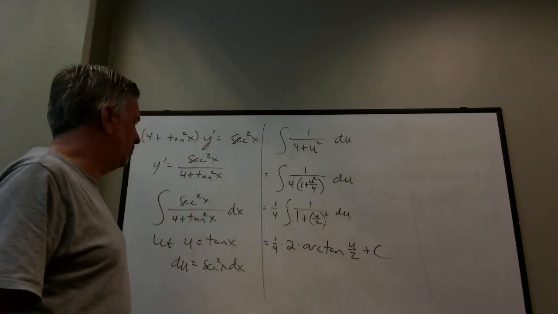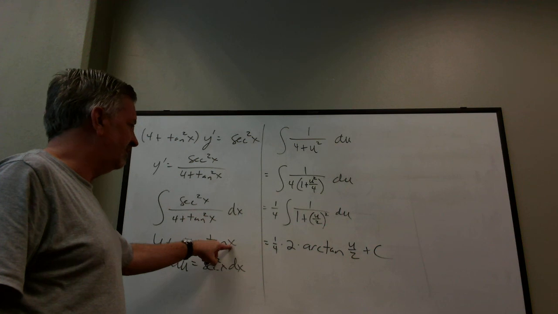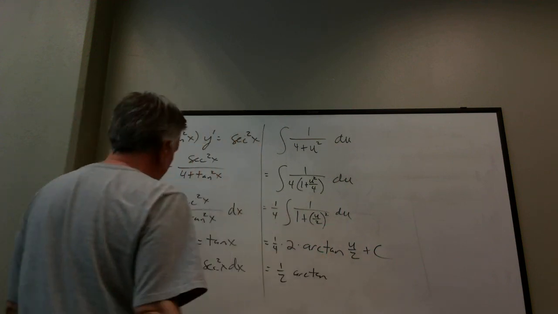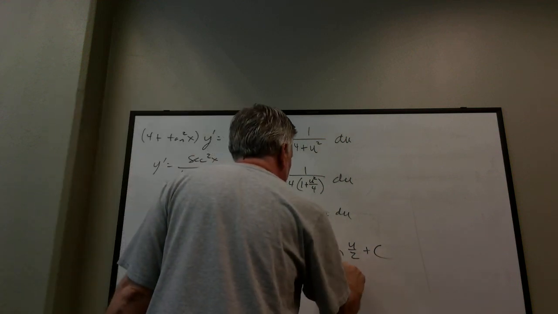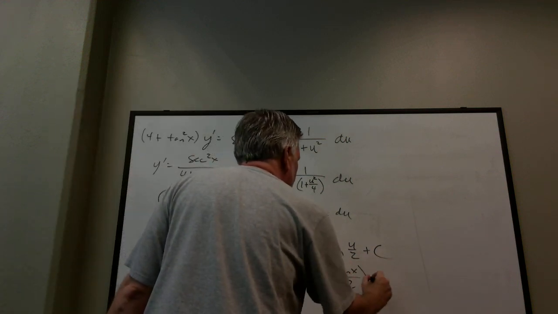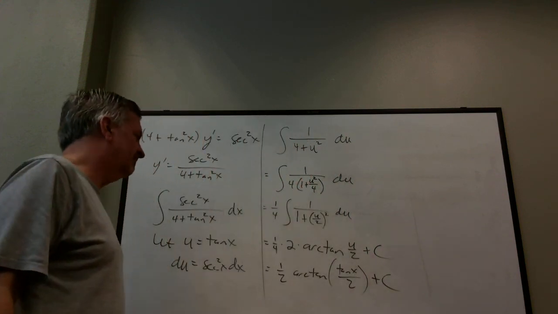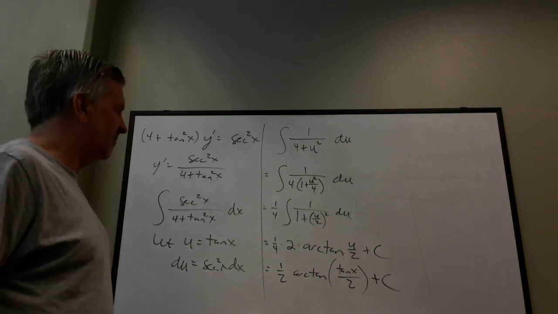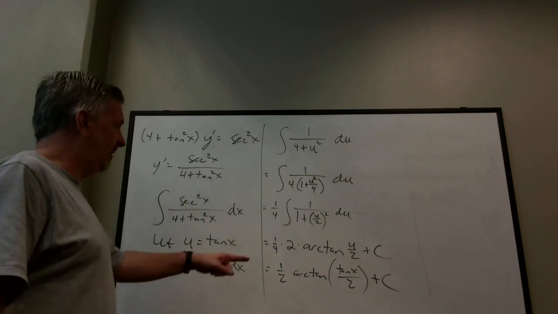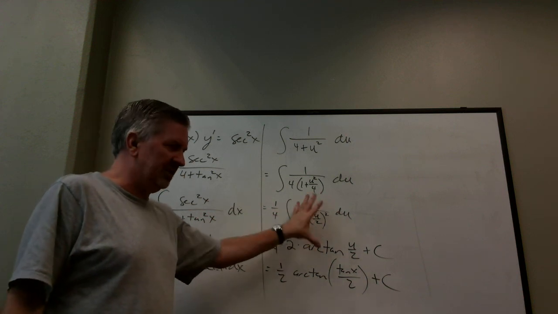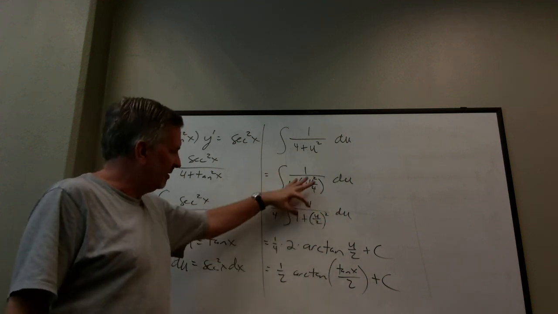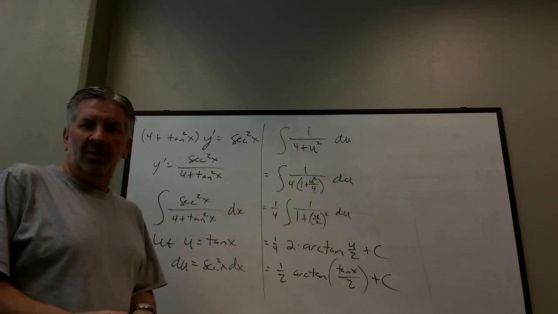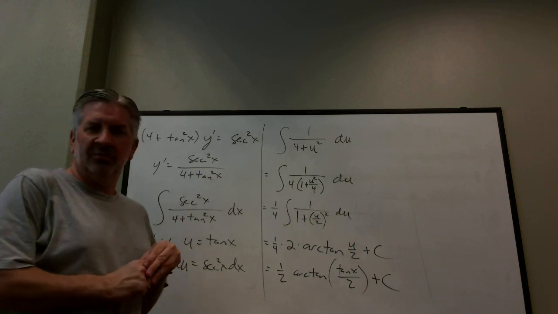But we need to go back to x's. So I get 1/2 arctan, and u was tan x, of tan x over 2 plus c. Right, I'm just replacing u with tangent. That's all I've done. So that's that one. Again, if this linear substitution is a little too complicated for you, you can always work it out. Just let w be u over 2 and go from there, just like we did on the last problem. Okay, so that should get you going on 8.1 for this review of integration.